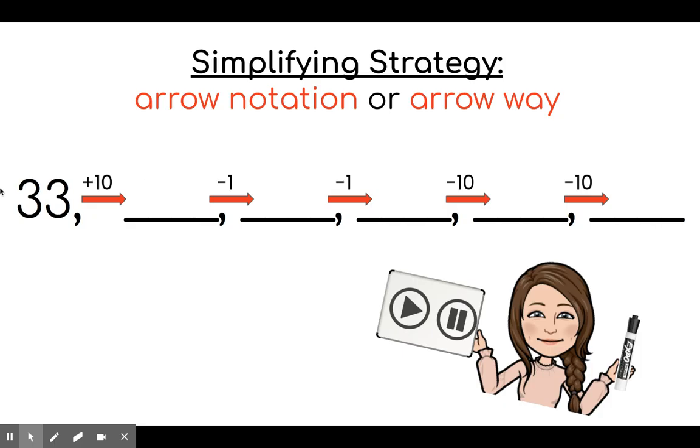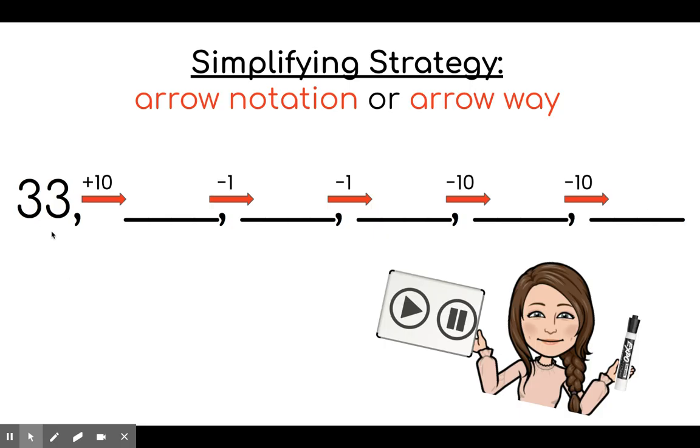time. You can see this goes in order, beginning with 33, following the directions on the first arrow, finding that number, following the directions on the next arrow, and so on. I want you to try it on your own first by pressing pause and seeing if you can fill in this pattern. When you're ready to check your answers, let's press play. Okay, let's see how you did.